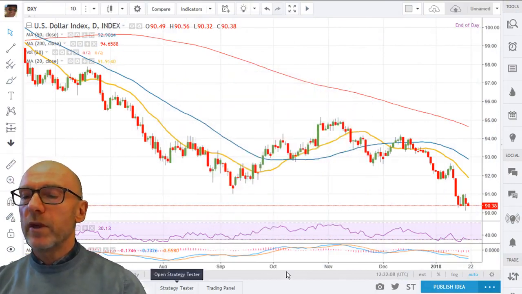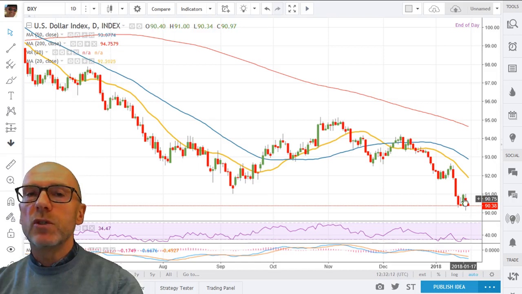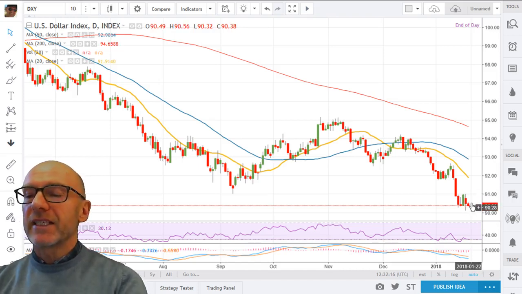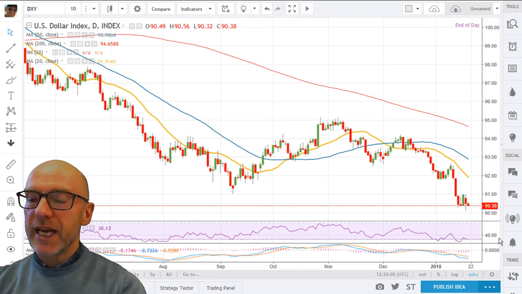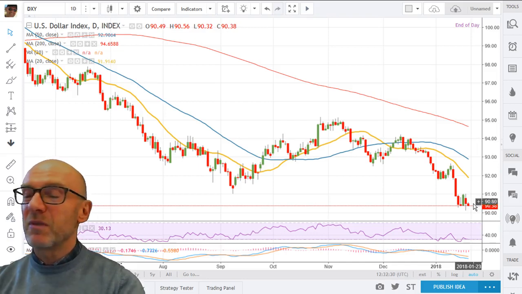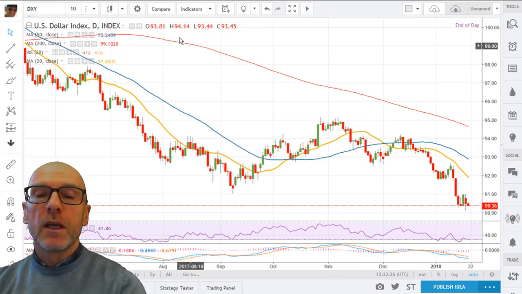So starting with the dollar index, you can see that despite a move up on Wednesday, we've moved back down. It's suffering from negative momentum. RSI down at 30 in a downtrend, and these moving averages are bearing down. At the moment it looks like we might be in the early stages of a bottoming phase, but too early to tell. It still looks quite bad.